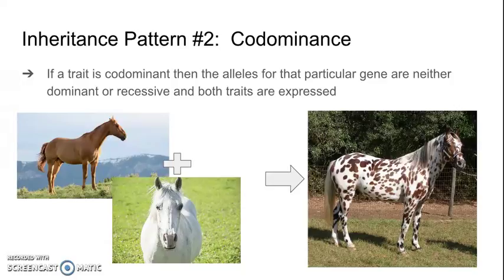An example that I have here is taking horses, like a red or a chestnut horse, crossing it with a white horse, and getting the possible Appaloosa horse, which is a brown spotted horse. And so we see that in the offspring, both colors of the horse's fur is present. And so we say that those are codominant alleles.